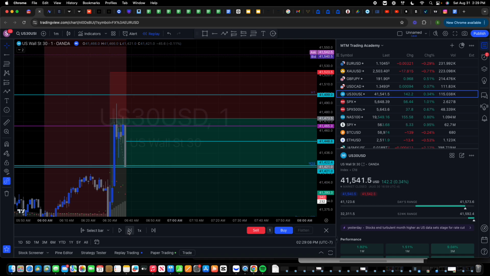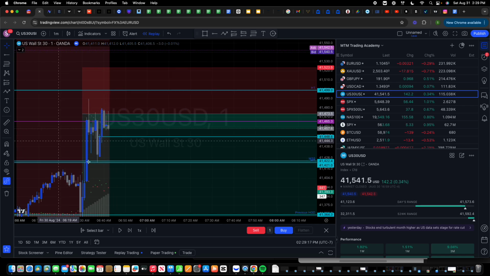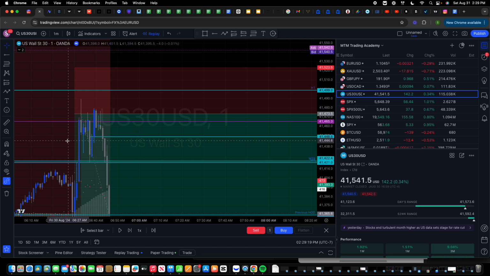So like I said, I sent this entry right here, and as soon as that happens, price pulls back into that area, like I said, halfway into the area of that wick multiple times, and it just starts dumping, right?